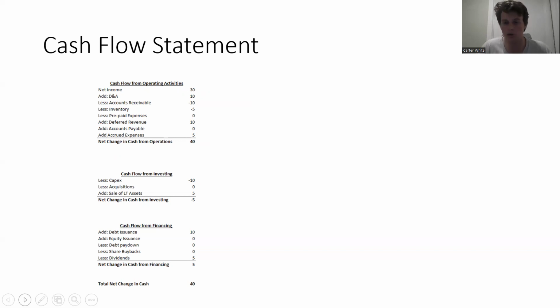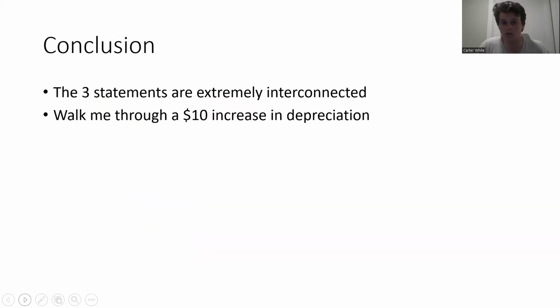So these 3 statements are really flowing together, which in my conclusion I talk about. Yeah, the 3 statements are extremely interconnected, right? Net income from the income statement flowing to the top of the cash flow statement, but also to retained earnings, right? And the cash flow statement is essentially tying together the balance sheet and the income statement. So it's extremely interconnected, right?